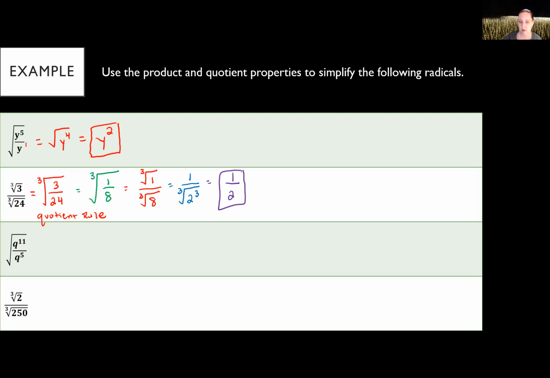So that's how I do this problem. With a problem like this, I will recombine them, simplify, split them up, and then reduce them and use my rules with the radicals.